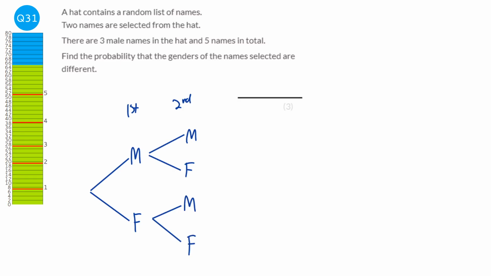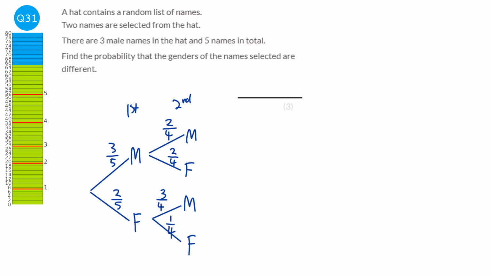And looking at the question, there are 3 male names in the hat and 5 names in total. So the fractions for the first one will be 3 over 5. If there's 3 male names, there'll be 2 females. Now, if we've picked a male name already, there'll be 2 females left and 4 left in total. If we picked a female, there'd still be 3 males and only 4 left in total, but there'd only be 1 female name left.